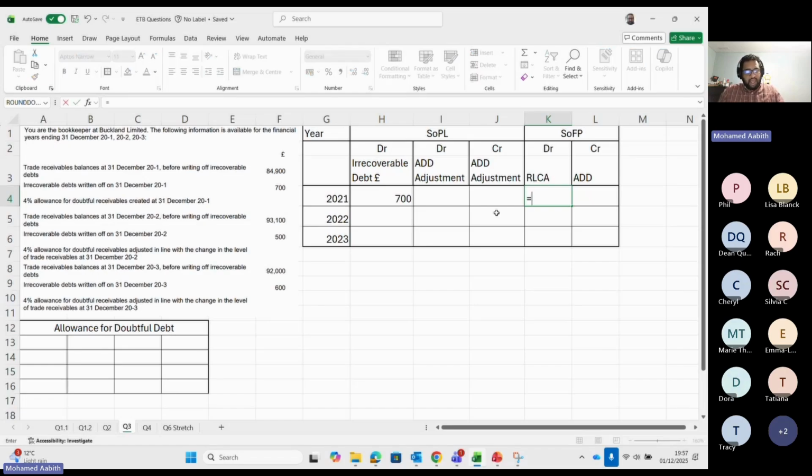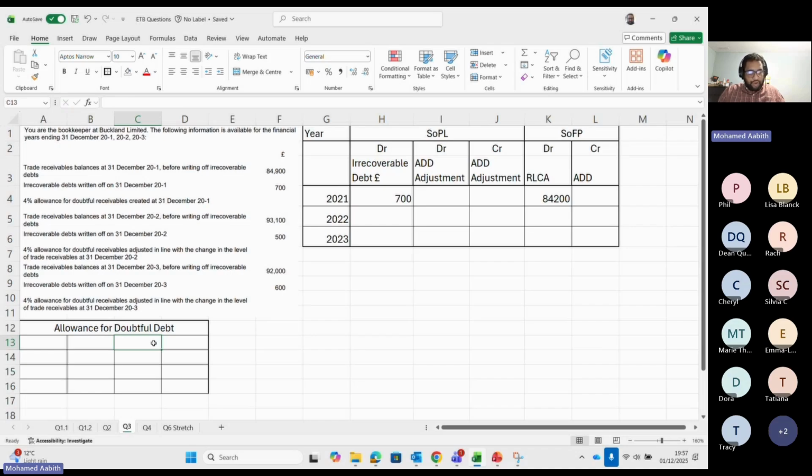So what will be the statement of financial position figure there? So that is going to be 84,900 minus this 700 pounds of irrecoverable debt. This is the net amount after we done the irrecoverable debt, but we haven't still done the allowance for doubtful debt. Let's find out how much will be the allowance for doubtful debt. They're saying here the allowance for doubtful debt on the first year is going to be 4% of that number.